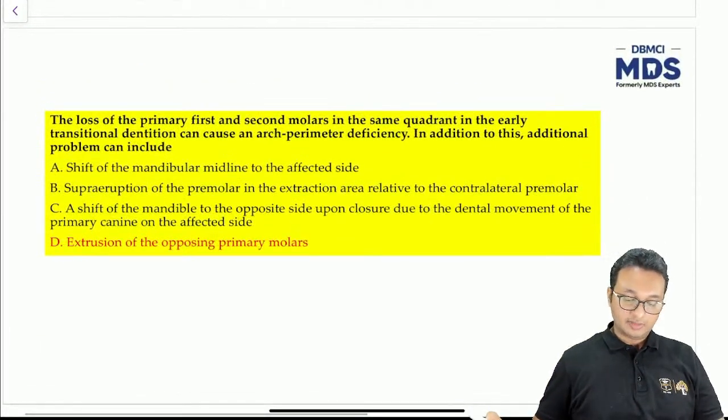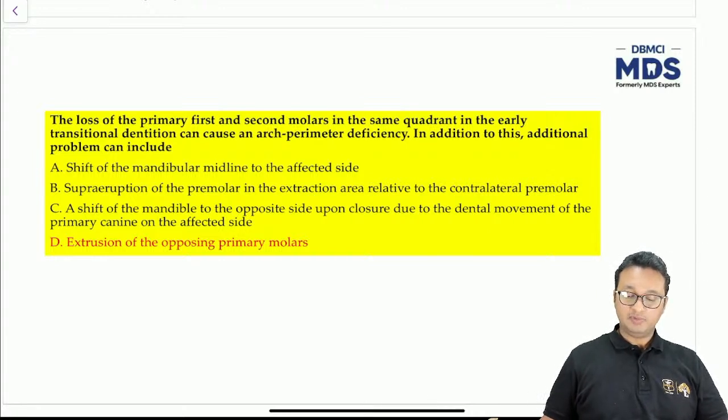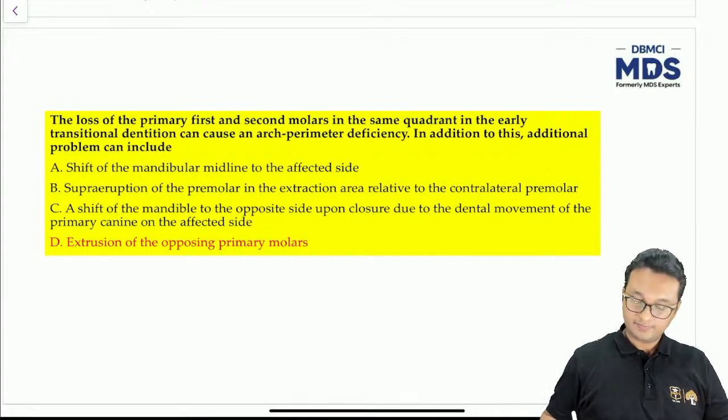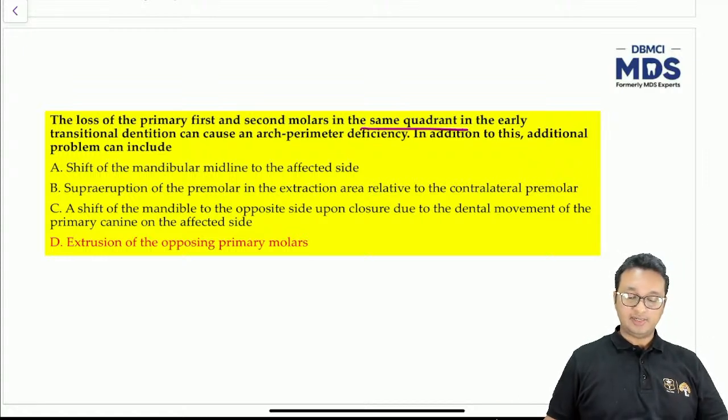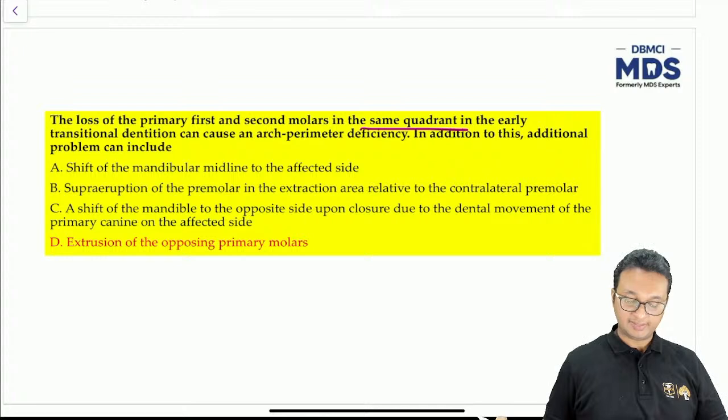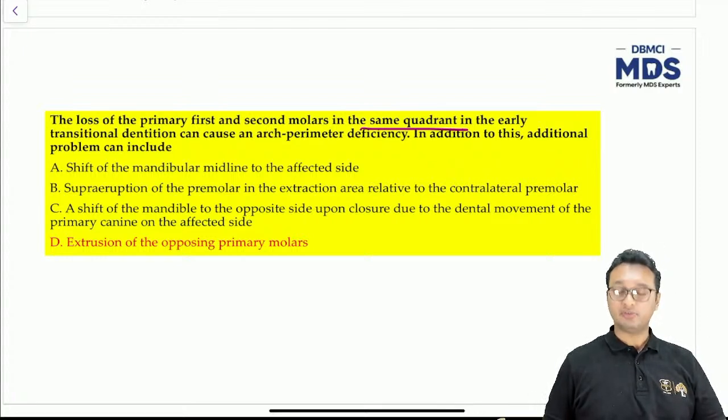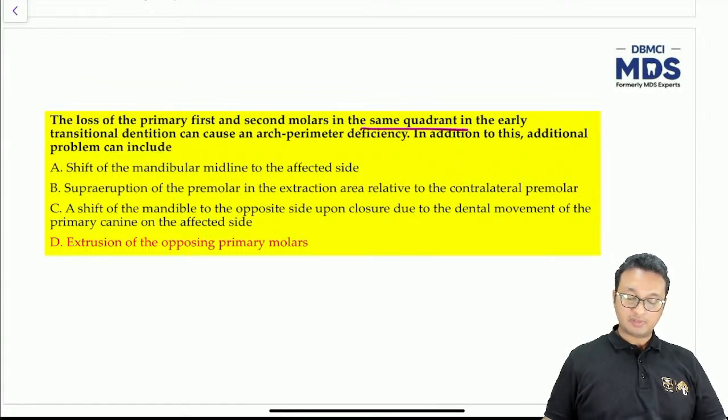One question: the loss of primary first and second molars in the same quadrant in the early transitional dentition can cause an arch perimeter deficiency. In addition to this, additional problems can include shift of the mandibular midline to the affected side, supra-eruption of the premolar in the extraction area relative to the contralateral premolar, shift of the mandible to the opposite side upon closure due to the dental movement of the primary canine on the affected side, or extrusion of the opposing primary molar.